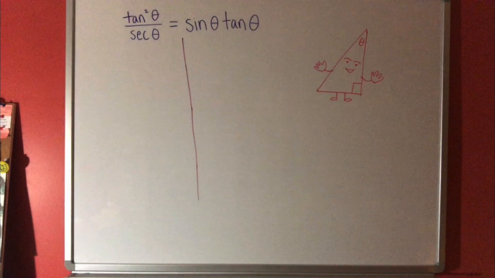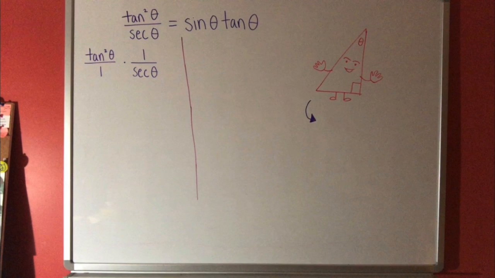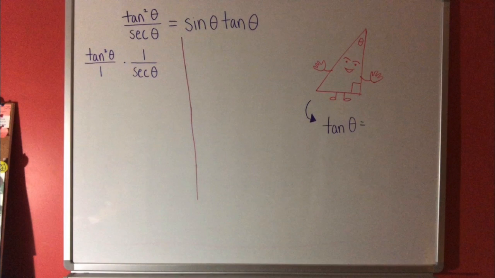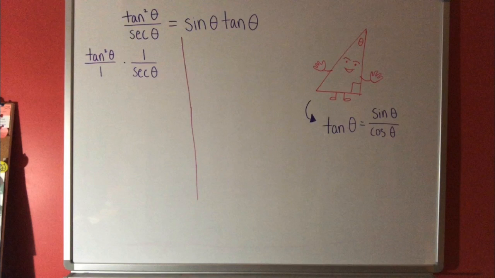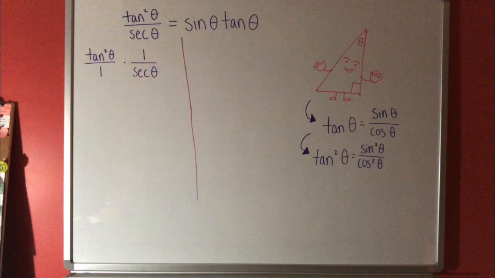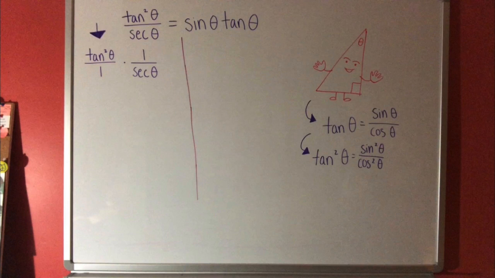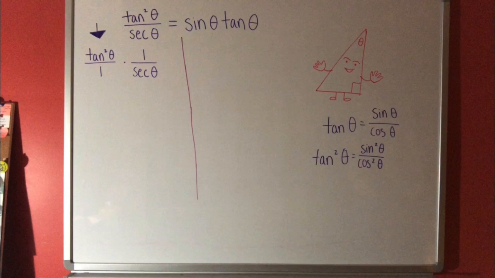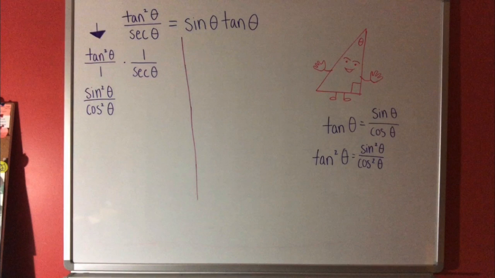Let's rewrite the fraction on the left to be in two parts. We know that the definition of tan theta equals sine theta over cosine theta, and we can use rules of exponents to find out that tan squared theta equals sine squared theta over cosine squared theta. Now we're going to apply this information to the left side of the equation, and rewrite tan squared theta over 1 to be sine squared theta over cosine squared theta.